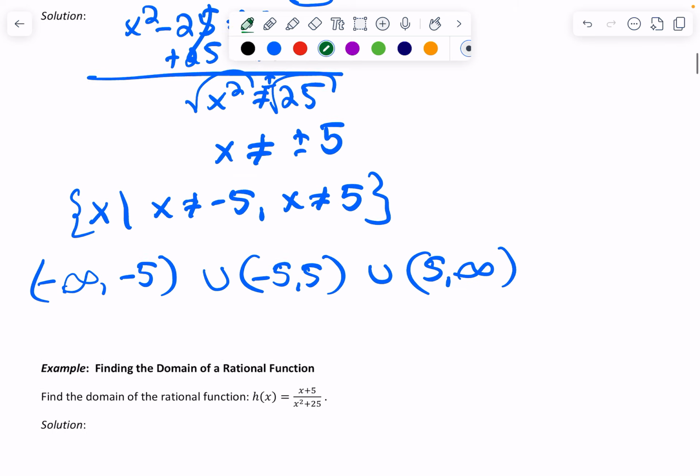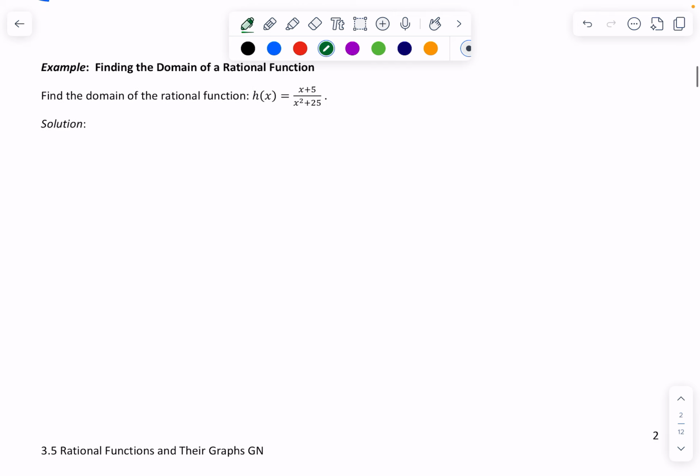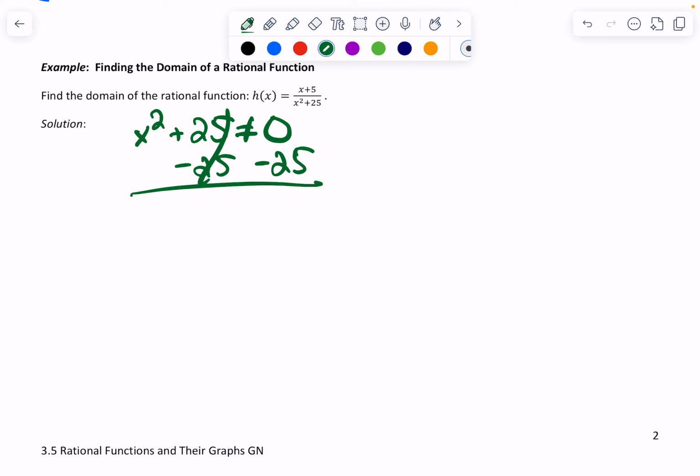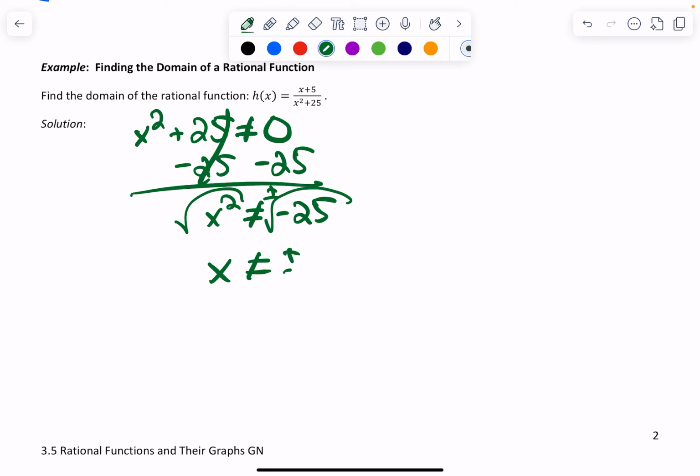Okay, let's look at a third example here. Find the domain of the rational function h of x. Now, it needs to be so that x squared plus 25 cannot equal 0. Well, when we start subtracting, we get x squared does not equal negative 25. We take a square root and a positive and a negative again. We want to cancel that squared, so that's why we're taking the square root. x cannot equal positive or negative. Square root of 25 is 5, and square root of negative 1 is an i.